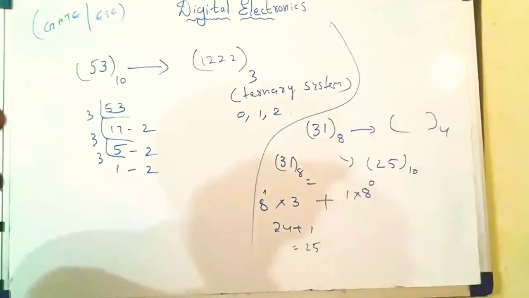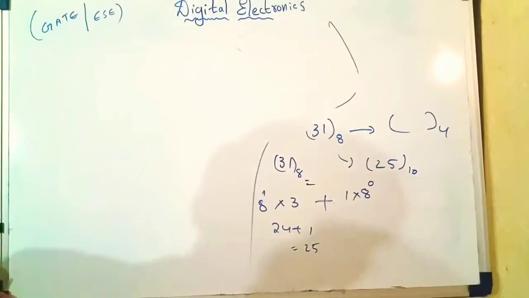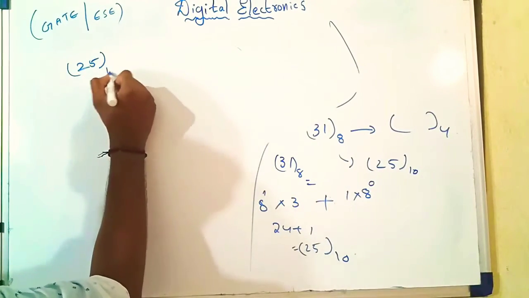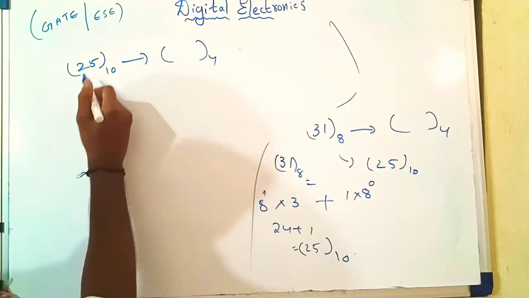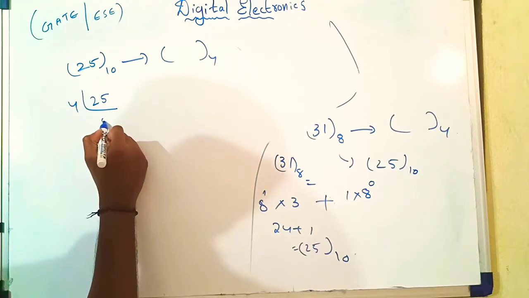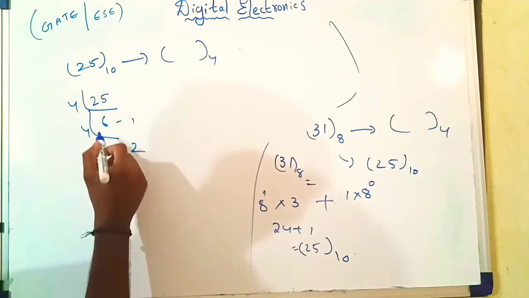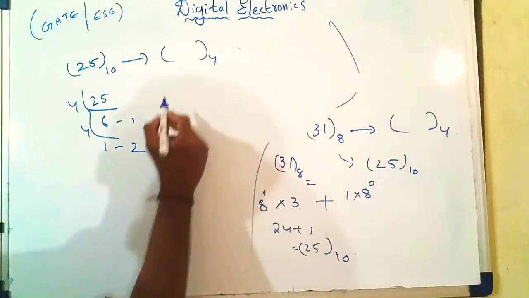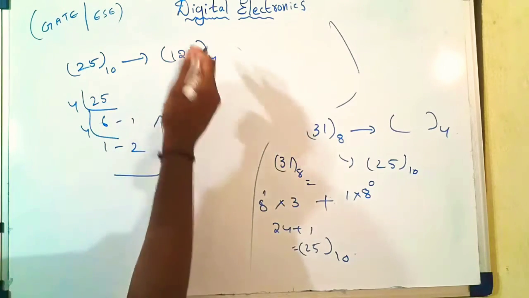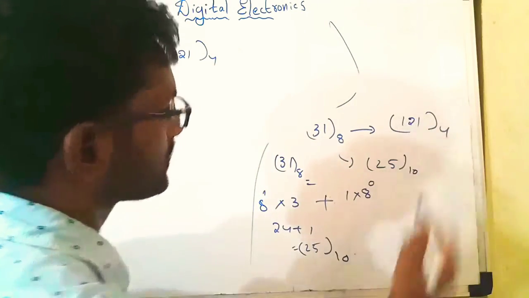Now convert this 25 base 10 to base 4. Divide by 4. 4 times 6 is 24, the remainder is 1. 4 times 1 is 4, remainder is 2. This value is 1, 2, 1; we have to read in this direction. The value is 121. So 31 in base 8 is equal to 121 in base 4.